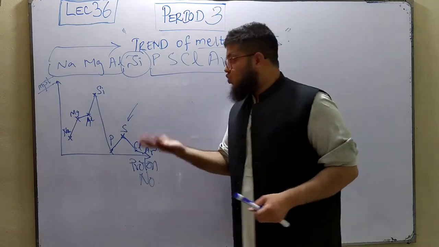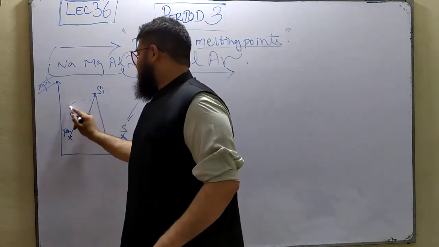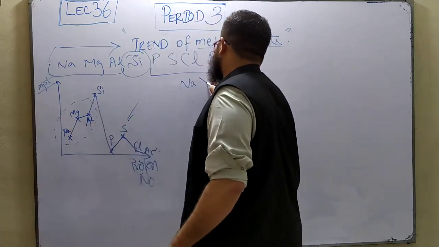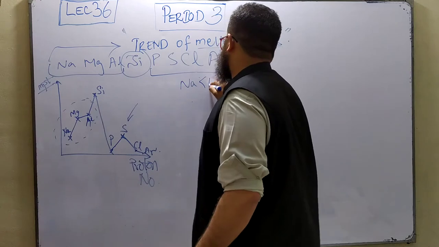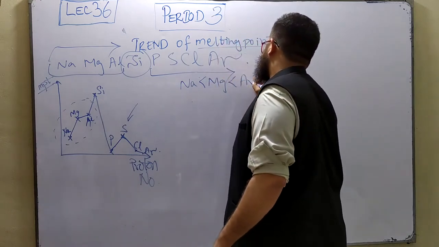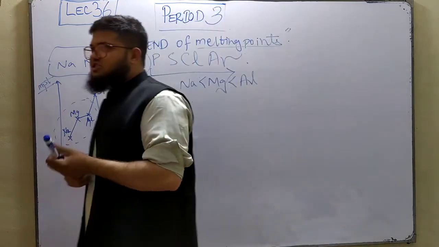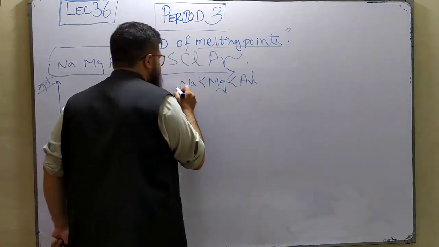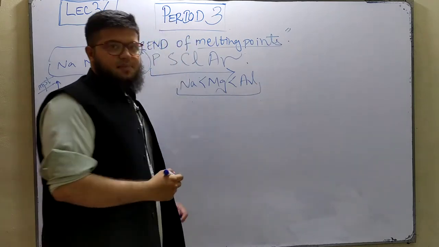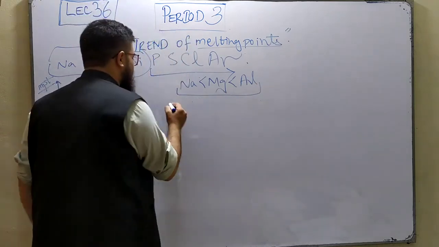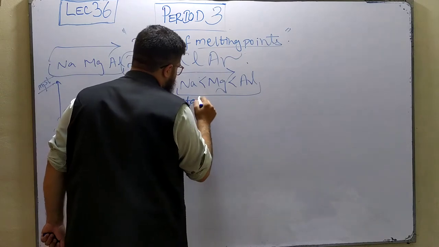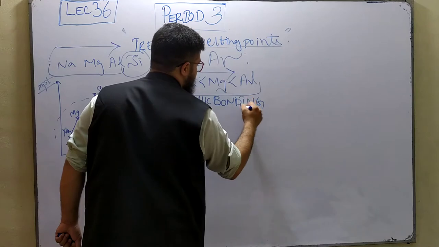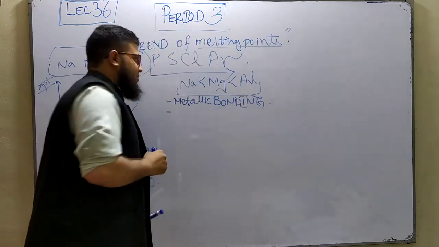So now let's explain why that is so. First part is this one: sodium, followed by magnesium and then followed by aluminum. Why does aluminum have the highest melting point and why does sodium have the least melting point? First of all, what is the type of bonding on which the melting point depends in these 3 metals? It's the metallic bonding, right? So this is the first key term, and the first mark is actually given for the metallic bonding.